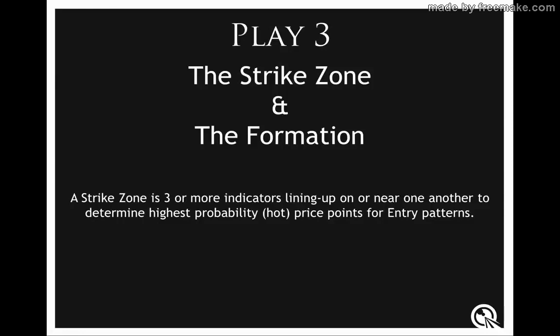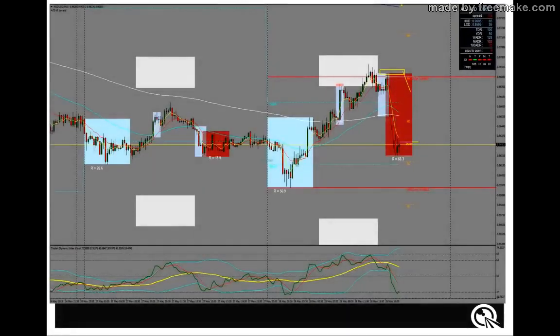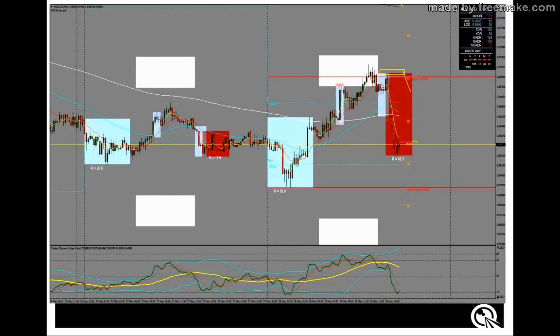Our third and final play, the strike zone and the formation. Now, just as a reminder, a strike zone is 3 or more indicators lining up on or near one another to determine the highest probability or hot price point on the chart. Okay, just as a reminder, we've already gone through play 1, which is our weekly structure. I'm going to now identify play 2 for you, which is the consolidation, the stop hunt, the long sustained run.